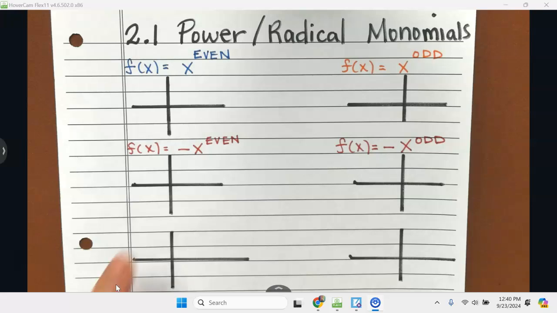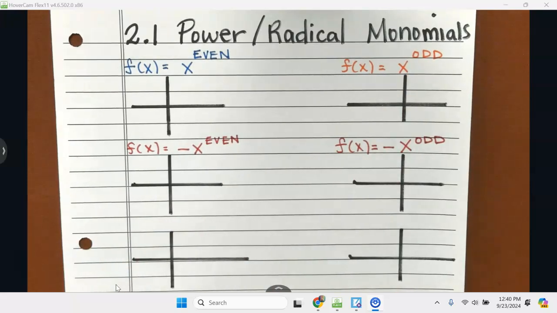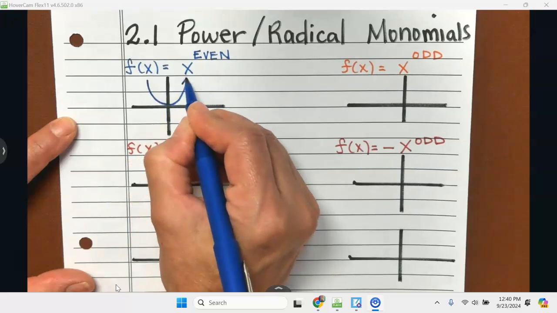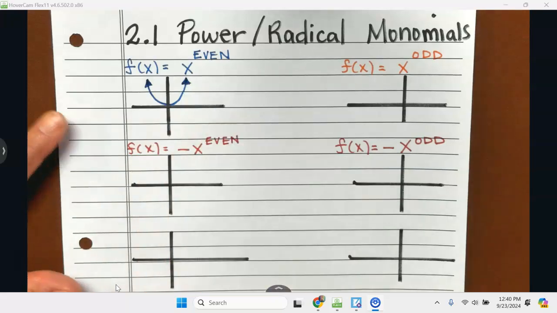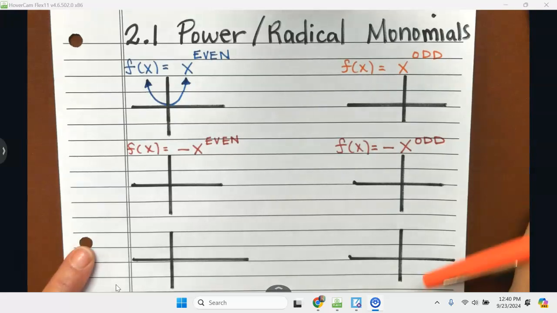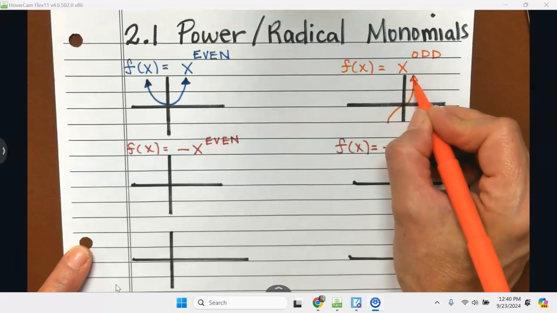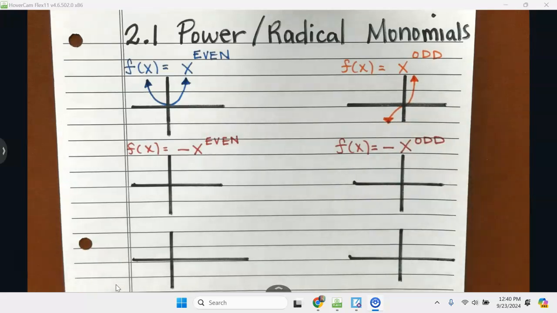Now, guys, the deal is anything to an even power looks like a parabola, it behaves the same way. Anything to an odd power looks like a cubic function, not a cube root, a cubic function. So for even, you can just sketch a parabola with arrows pointing both up. Your odd function is going to look like this.